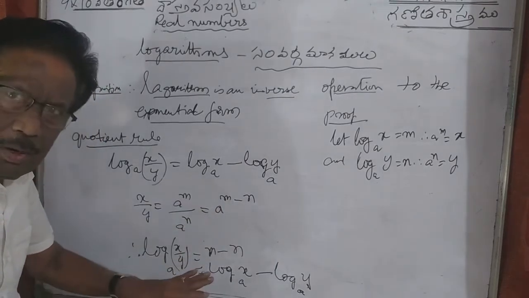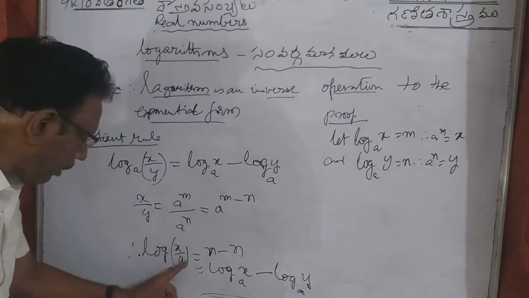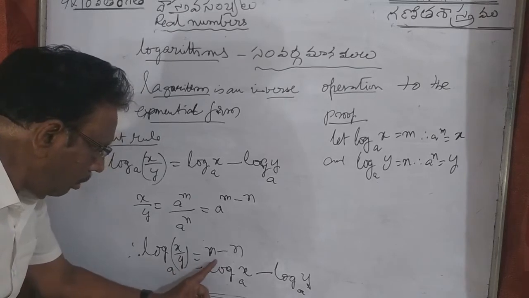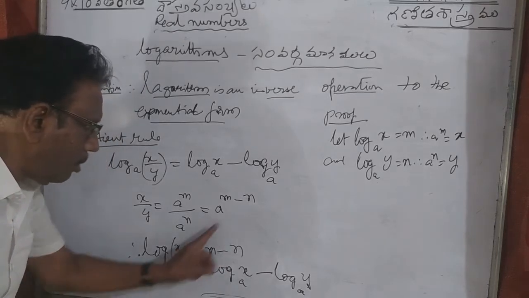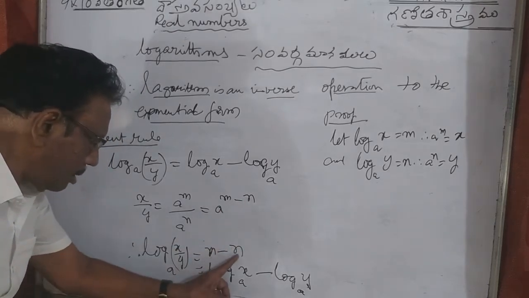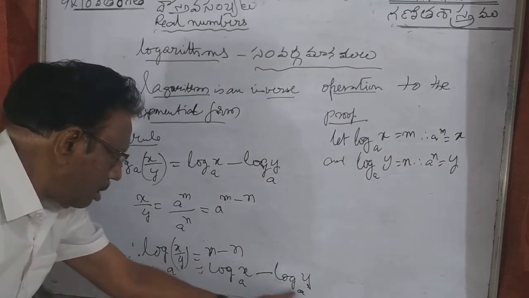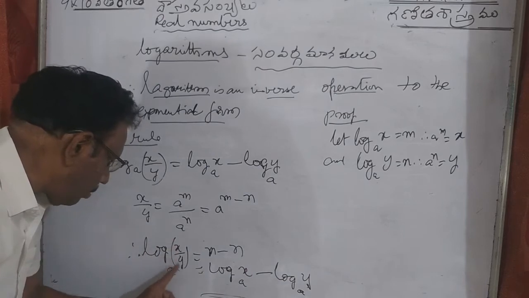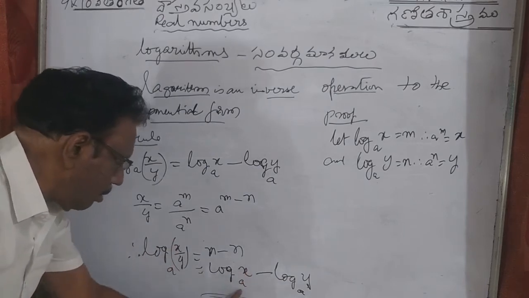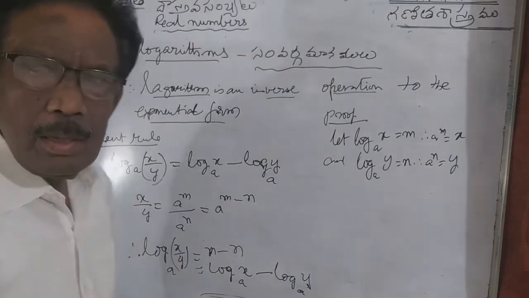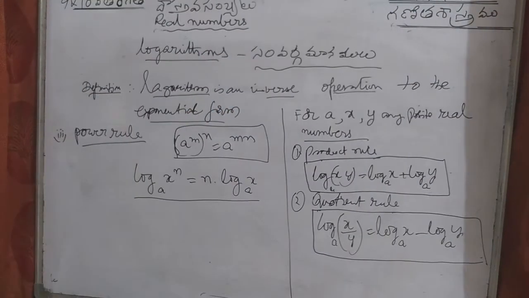Same, convert into logarithmic form. Logarithm of x by y to base a is equal to m minus n. So you understand? This is the power m minus n. What is m? Log x to base a. What is n? Log y to base a. So log of x by y to base a is equal to log x to base a minus log y to base a. So this is the quotient rule.